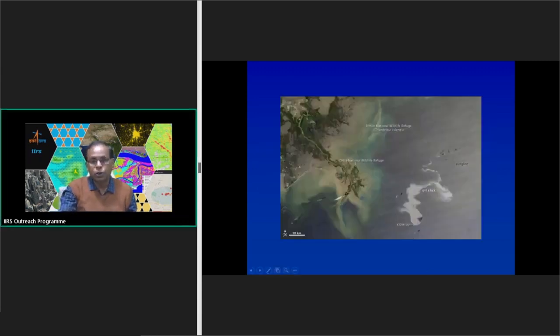And this is the ocean color sensor. It's detecting the oil slick patch, which is quite distinct in the coastal area.